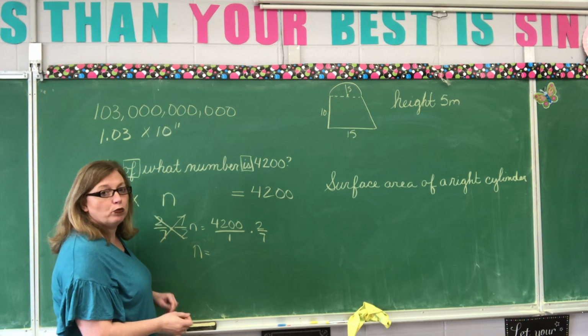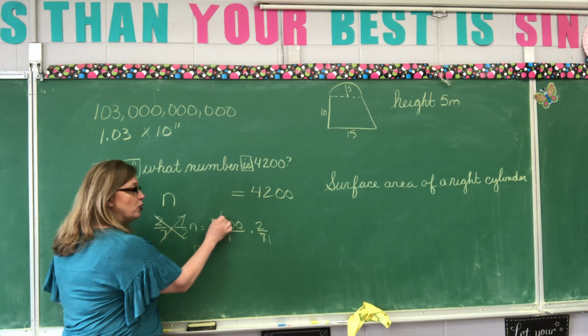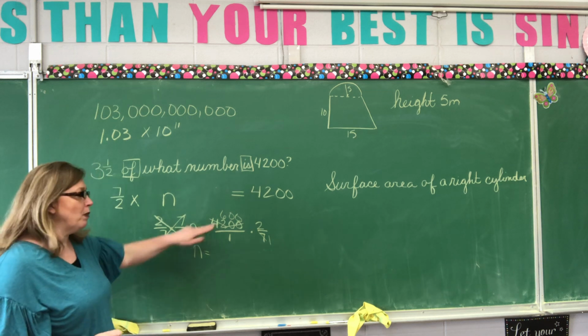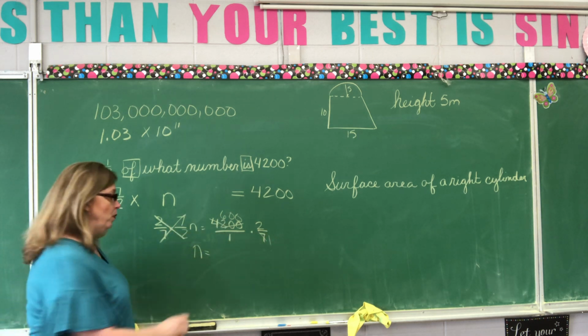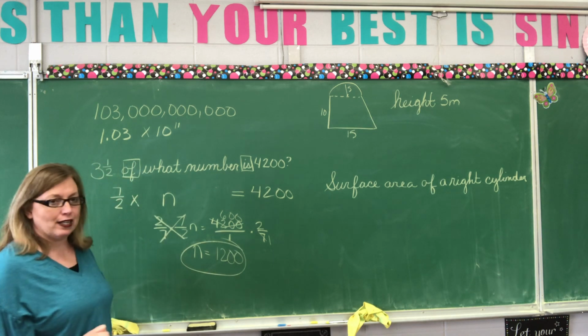Over here, I'm going to reduce this by saying 7 divided by 7 is 1. 7 goes into 42 6 times with 2 more zeros. Now I can multiply 600 times 2 is 1,200. And there's my answer.